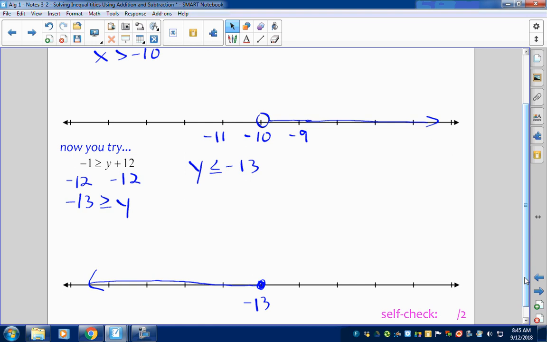All right, any questions on that? So I subtracted 12 from each side, and then I put the letter on the left, but I still have it pointing at the letter. So it says y is less than or equal to negative 13. All of our definitions of those 4 different inequalities were with the variable on the left. And then it acts like an arrow. It points in that direction. So we shade that.